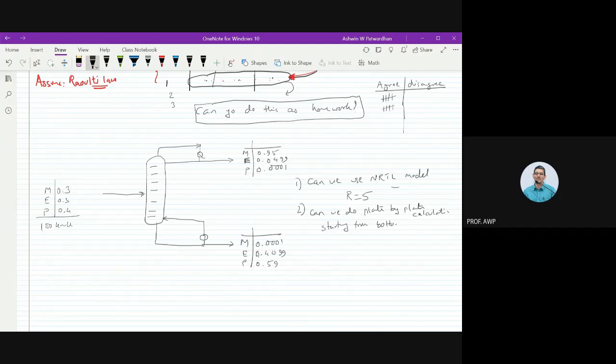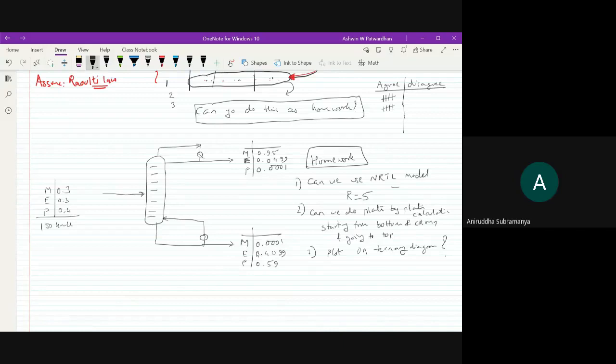And going to top and plot on ternary diagram. Will you be able to do this as homework? Yes, sir. Two people have said yes. Three. Yes, sir. Seven. Great.